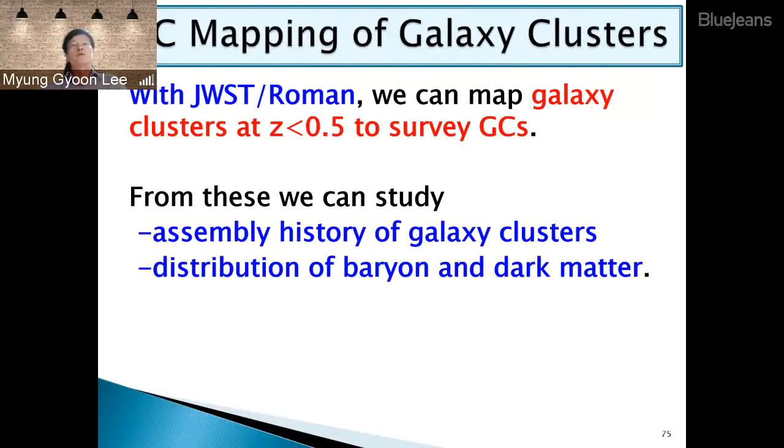So with JWST and Roman, you can map galaxy clusters at redshift close to 0.5 to survey globular clusters. From this, you can study the assembly history of galaxy clusters and the distribution of baryons, also dark matter.